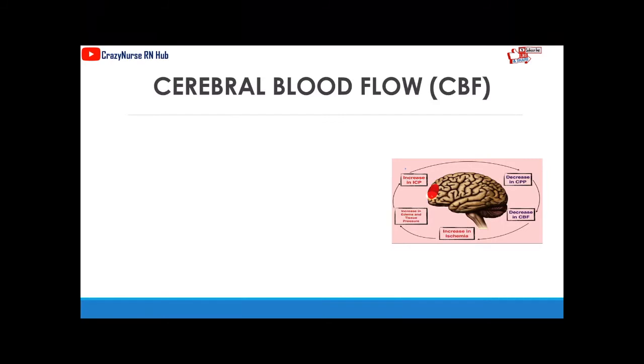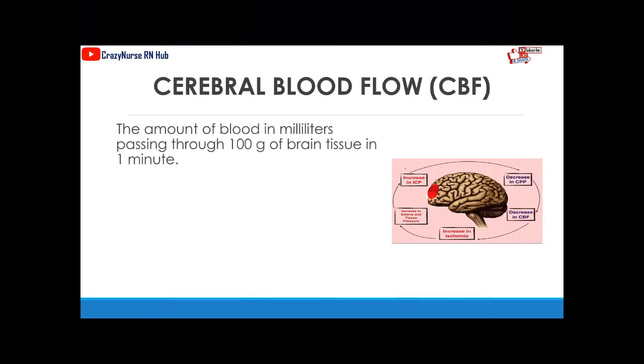Next, let's have cerebral blood flow or CBF. It is the amount of blood in milliliters passing through 100 grams of brain tissue in 1 minute. The global CBF is approximately 50 ml per minute per 100 grams of brain tissue. The maintenance of blood flow to the brain is critical because the brain requires a constant supply of oxygen and glucose. The brain uses 20% of the body's oxygen and 25% of its glucose.